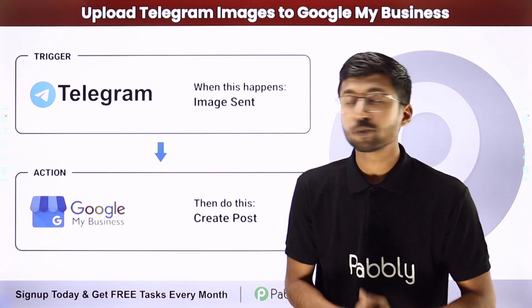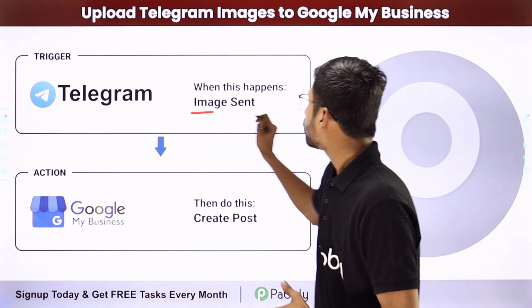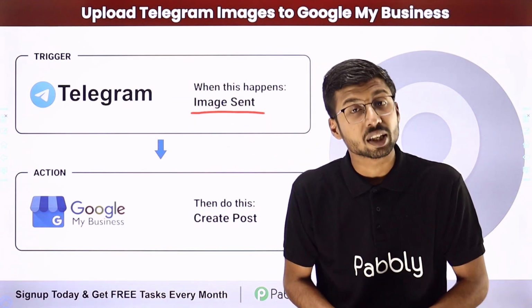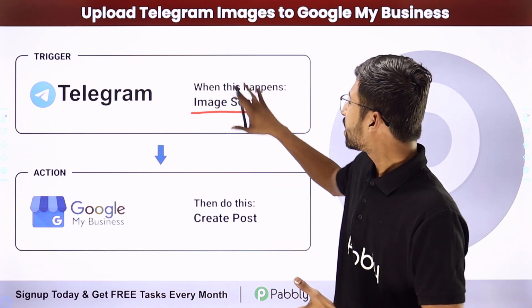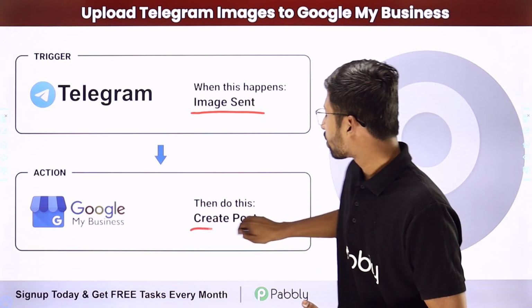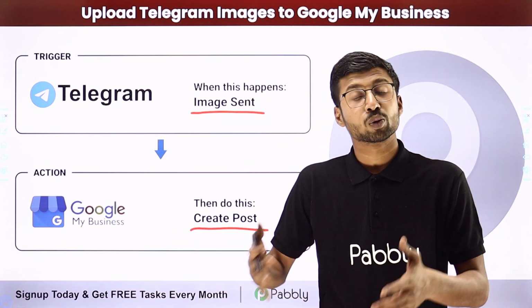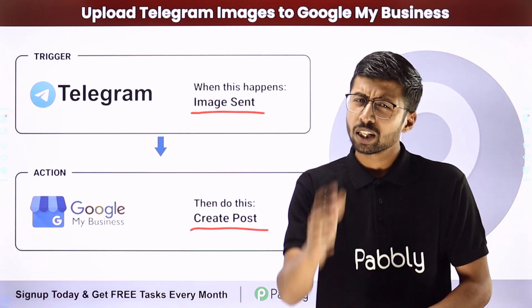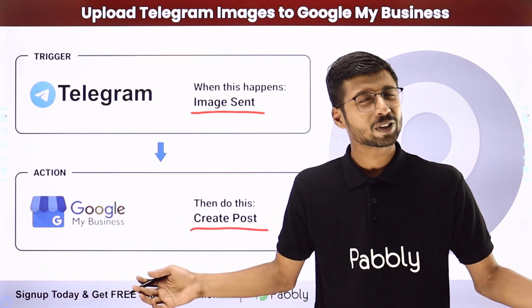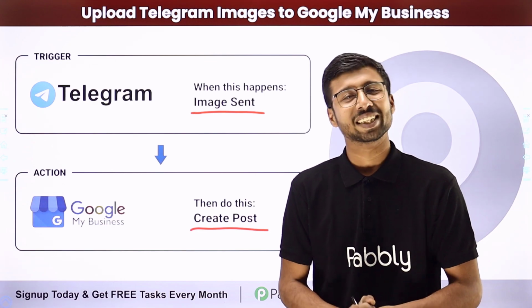So the trigger of this automation will be sharing or sending a new image with a caption on our Telegram channel. And the action will be sharing the same image as a new post on our Google My Business account, creating a post on Google My Business with the same image. Now guys, how can you set up this automation? To know this, you have to come with me to my screen.